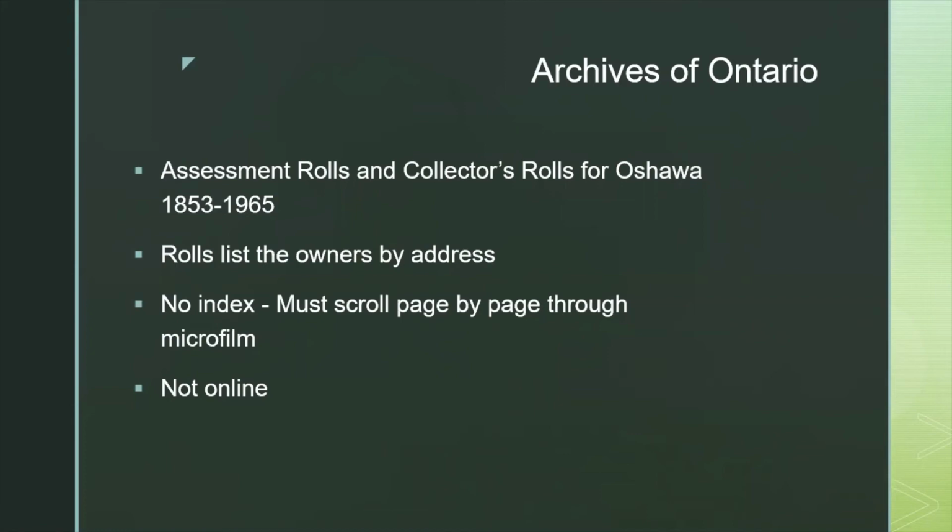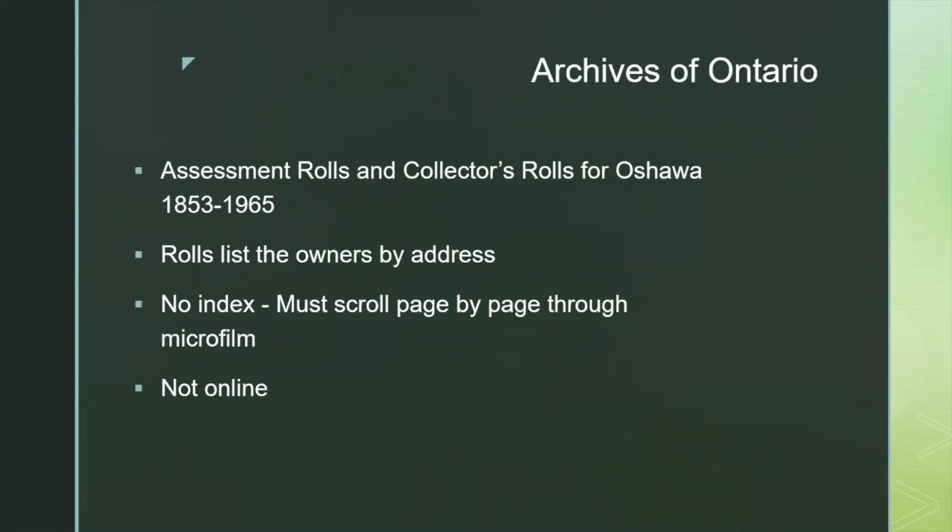This really acts as a poll list of the owners by address. So in this case, by property description, so the lot and plan number or the lot and concession number, and showing when people were assessed first and then charged taxes for that property. So those go back quite early.